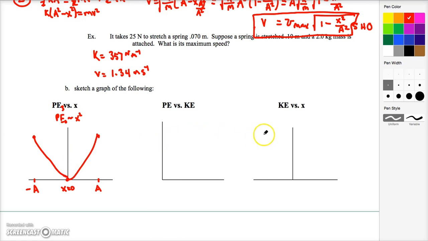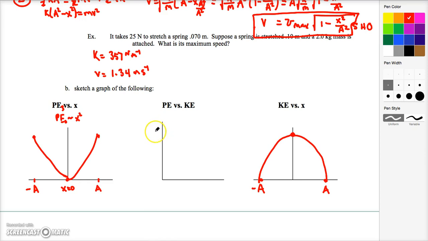And then I'm going to jump right over to here. When the elastic potential energy is at a minimum, we know the kinetic energy is at a maximum, and vice versa: when the elastic potential energy is at a maximum at A and minus A, the kinetic energy is at a minimum. So I get basically an upside down parabola, also known as a sad parabola. You've got a happy parabola, sad parabola.